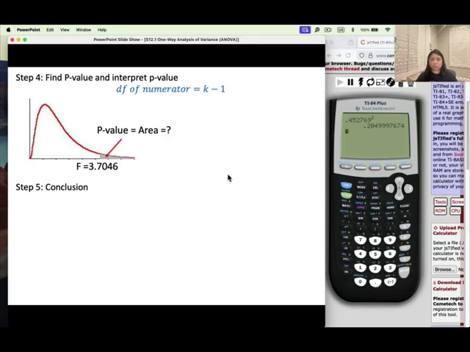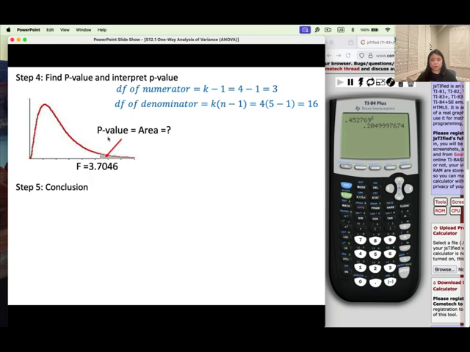Okay, now let's try to find the degrees of freedom of the numerator and the degrees of freedom of the denominator. So k minus 1. K is talking about how many populations we have. We do have 4 populations. So you get 3. And then n, that will be the sample size. So that will be 5 for the sample size here. So 5 minus 1, 4, times 4, which is going to be equal to 16.